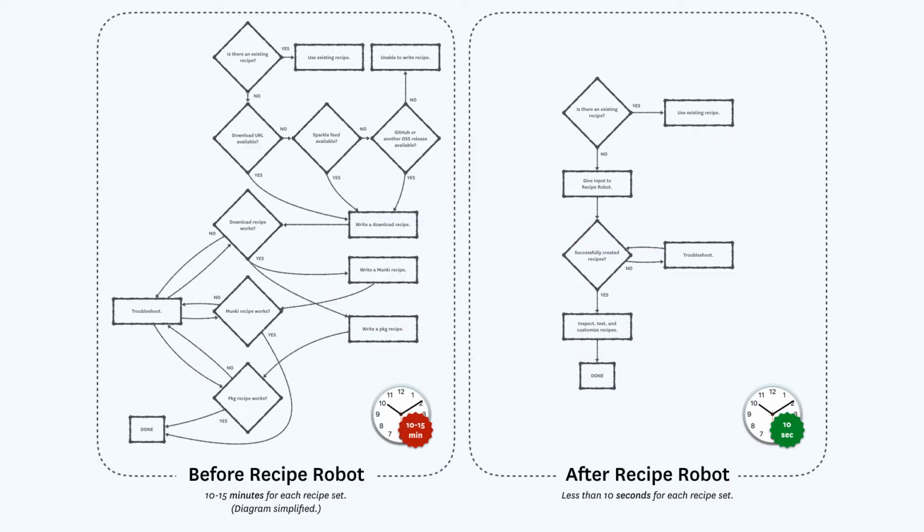Before Recipe Robot, it usually took me between 10 and 15 minutes to create a set of auto-package recipes for a Mac app. Now it usually takes less than 10 seconds. I hope many other admins experience similar time savings.